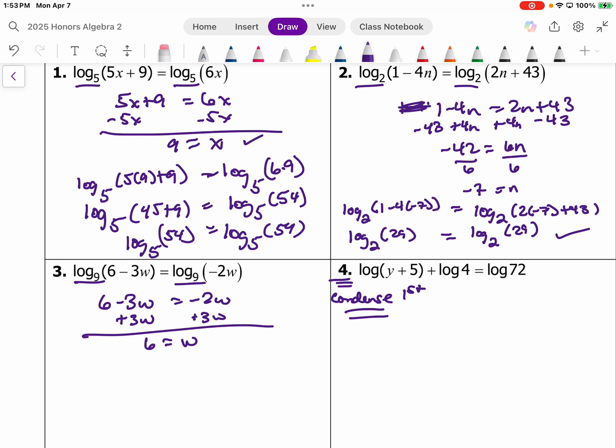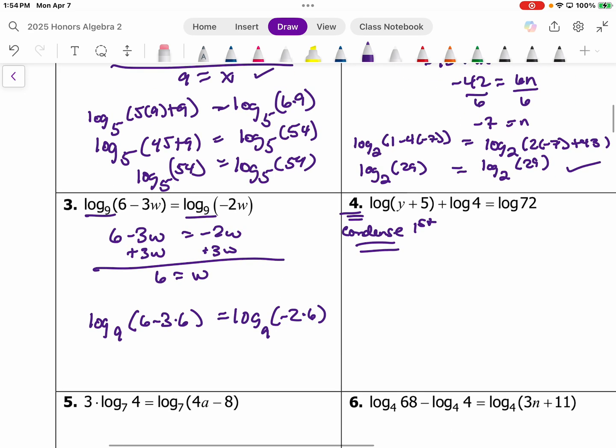So I got w is equal to 6 as I did that. So now I go into my check stage and I said, okay, log base 9 of 6 minus 3 times 6. Are you equal to log base 9 of negative 2 times 6?